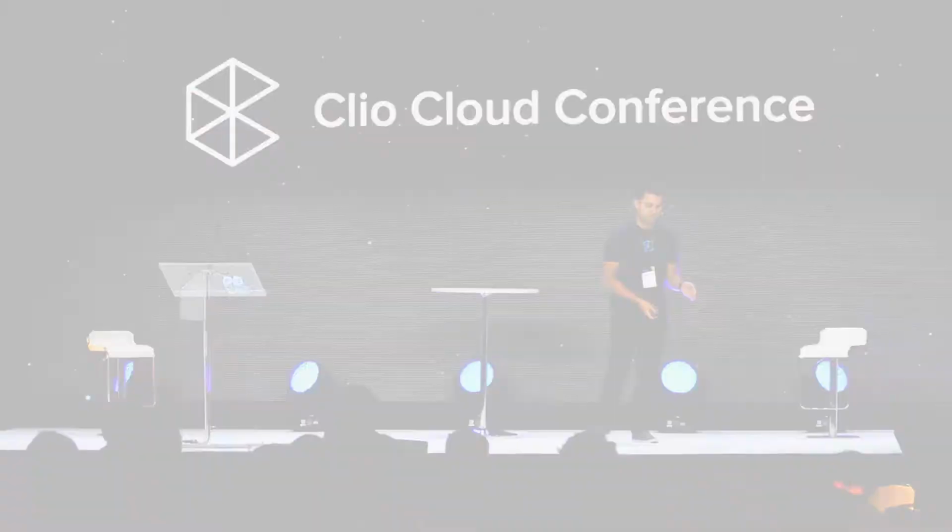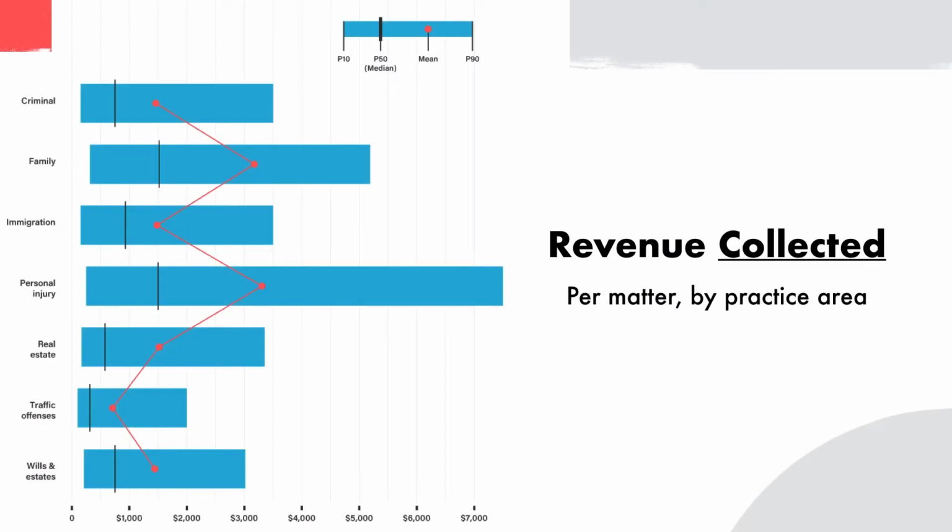So we took a shot. We took a look at revenue collected. So this is cash in hand, all the way down that funnel we just walked through, on average per case, per matter, and then spelled it out by practice area.